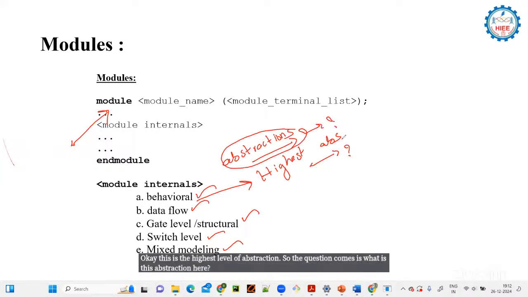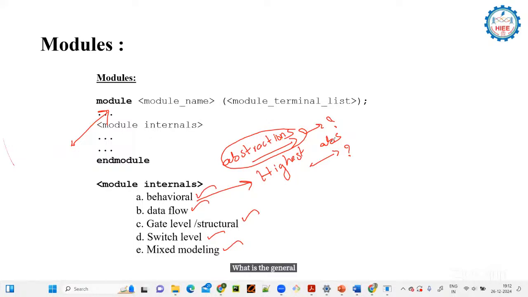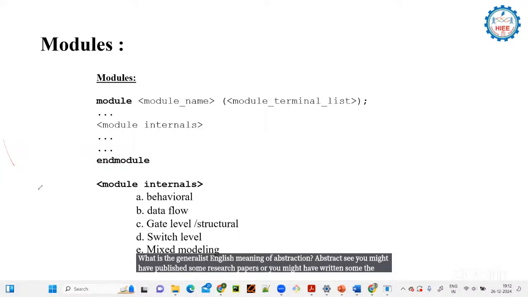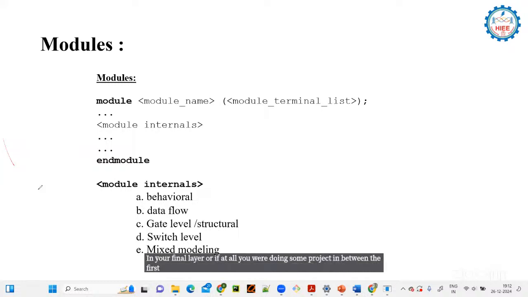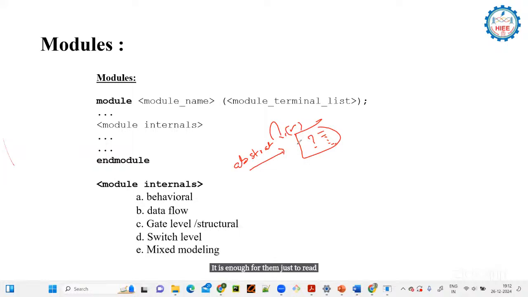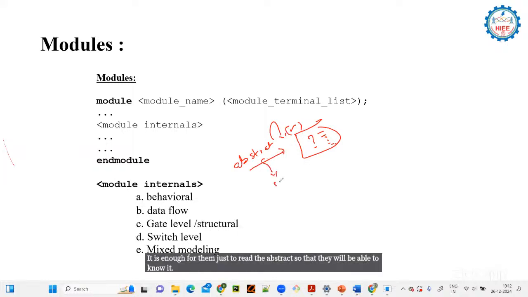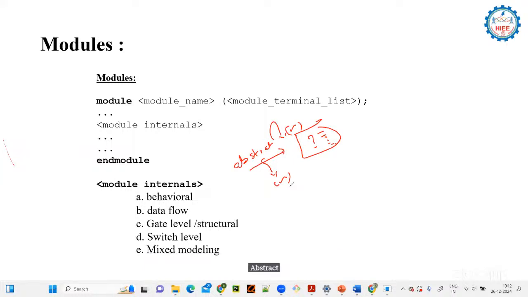What is the general English meaning of abstraction? You might have published some research papers, or written a thesis document in your final year, or done some project in between. The first page of your thesis would have something like an abstract. What does that page of abstract tell? It tells you what your project is about. If someone wants to know what your project is all about, they need not go through the entire document. It is enough for them to just read the abstract. The abstract gives you a greater level of understanding of the thing within a short span of time.